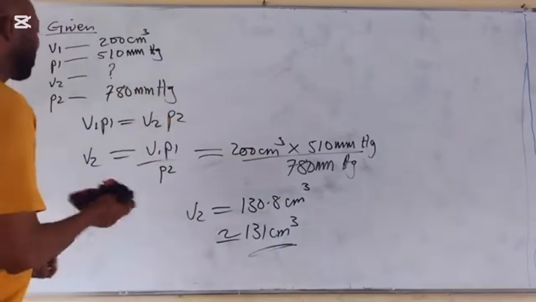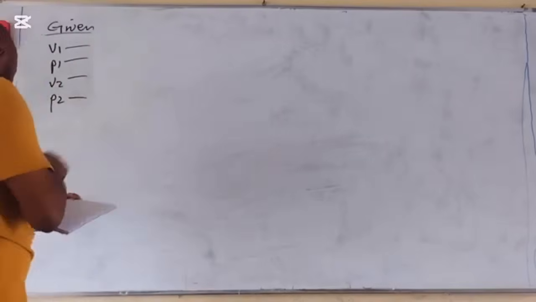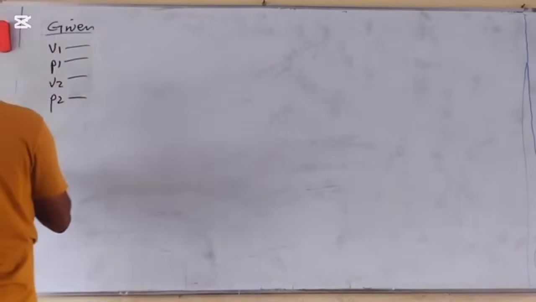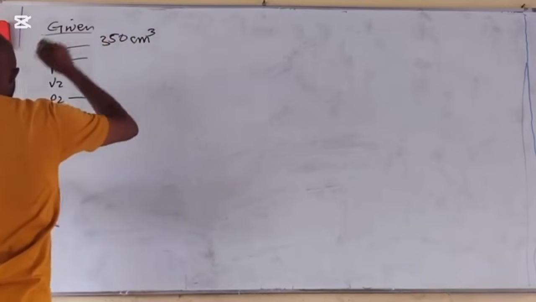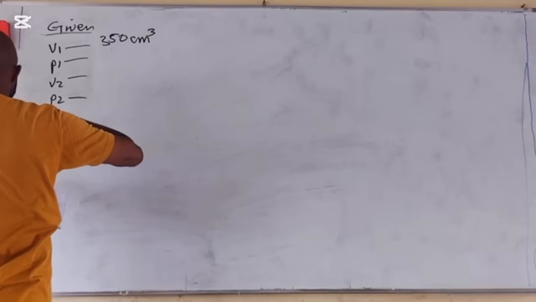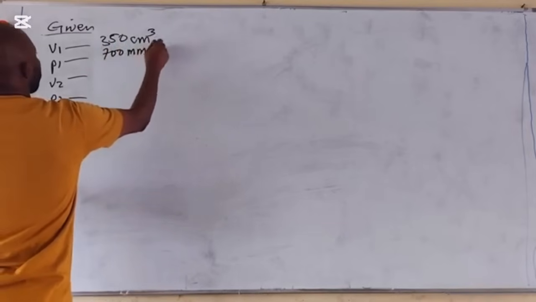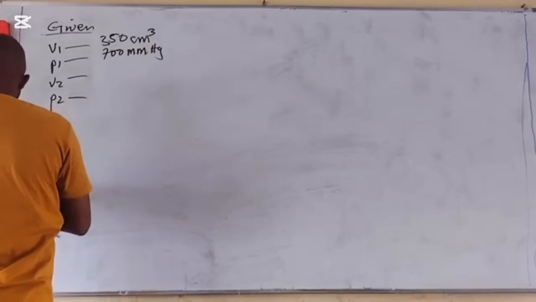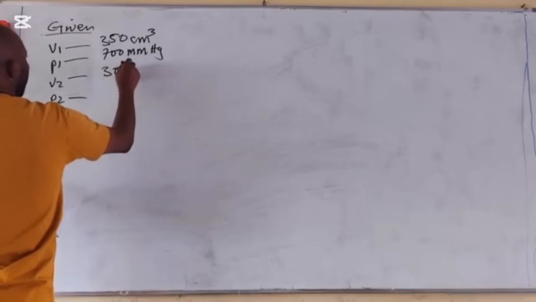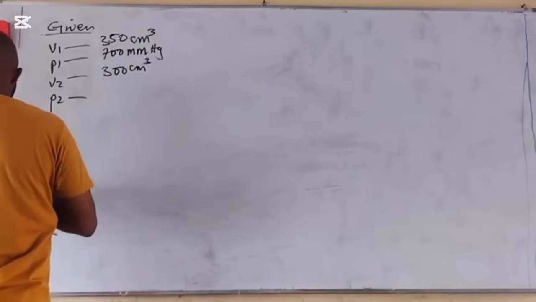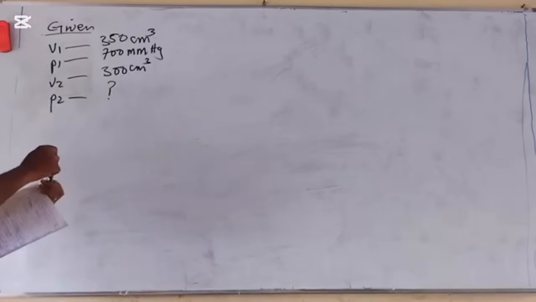So let's take this out. What pressure will be required to compress 350 cm cube, V1, of hydrogen at 700 millimeter of mercury to 300 cm cube? What is the pressure? So this time we're looking for P.